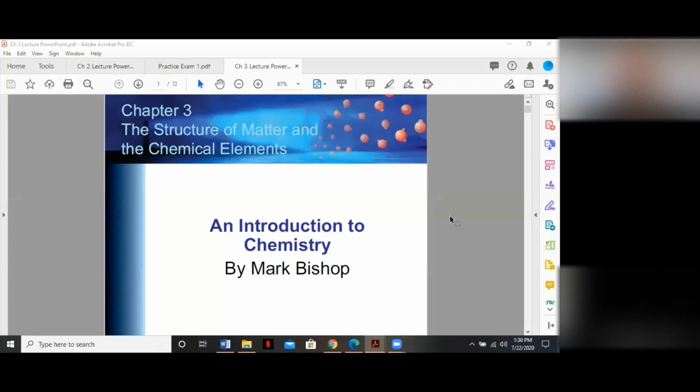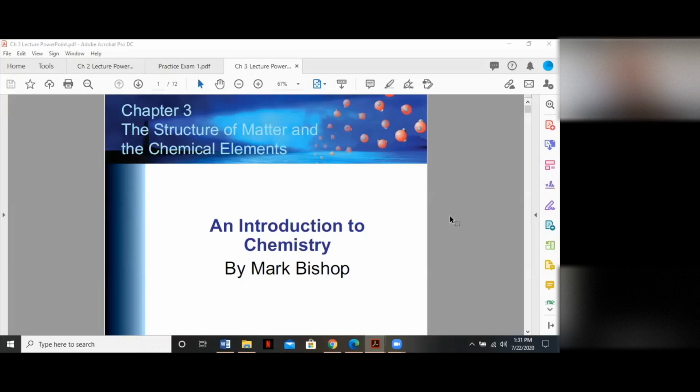All right, chapter 3 talks about structure of matter and the chemical elements. Now, we came across the definition of matter, probably in the previous chapter. Matter is anything that does have mass and occupies volume, occupies space. So anything that does have mass and volume, it will be labeled matter.